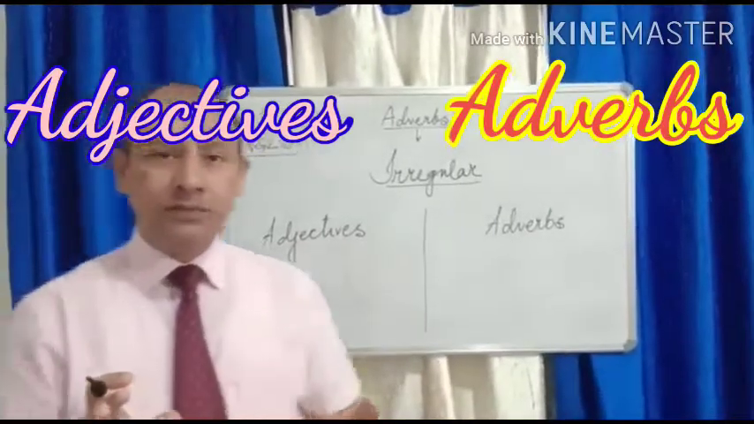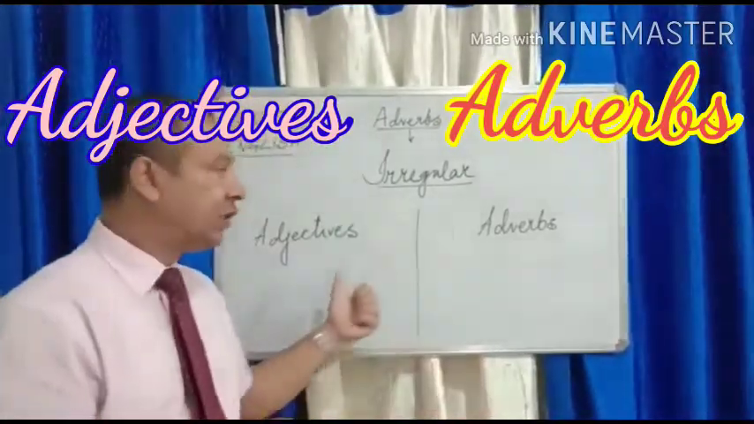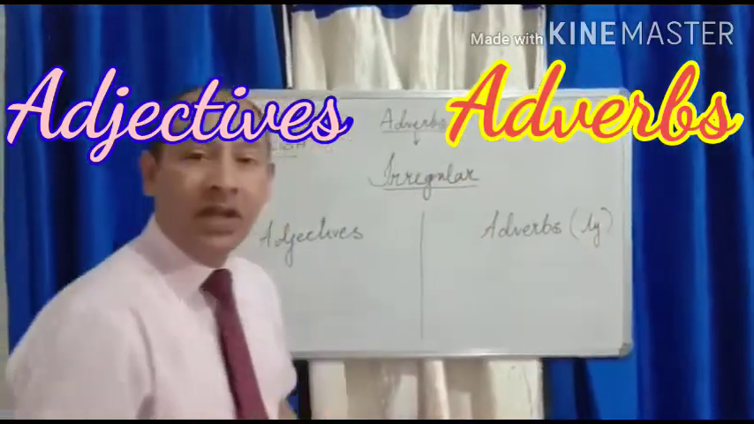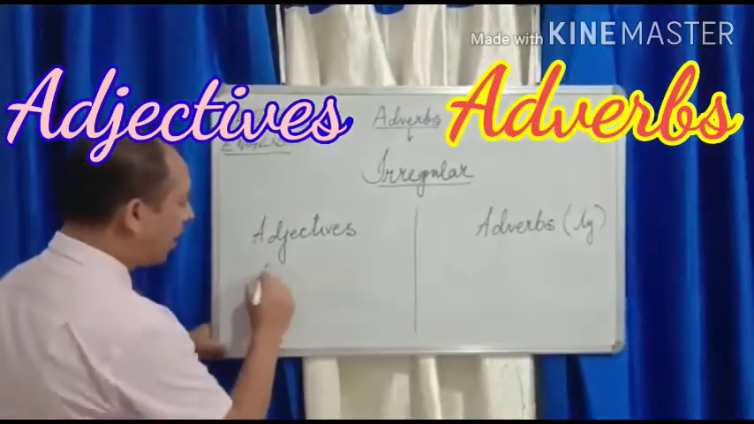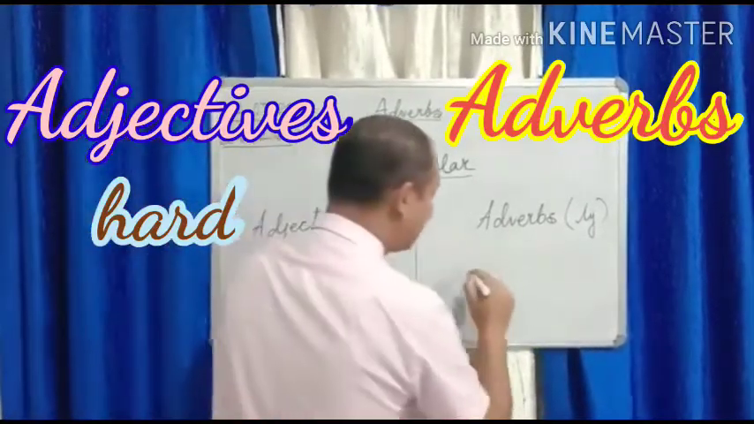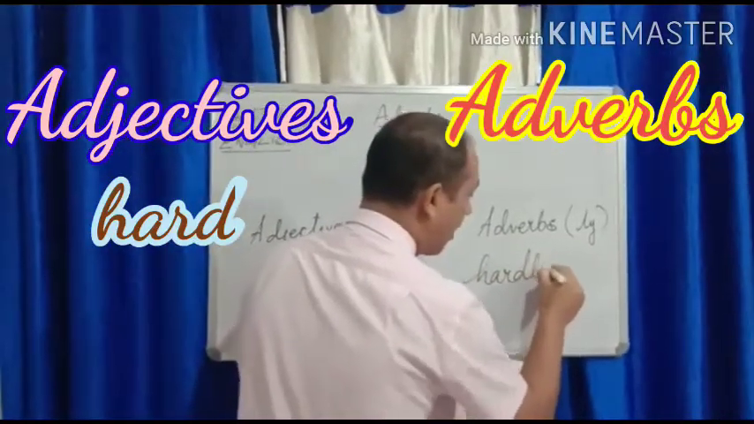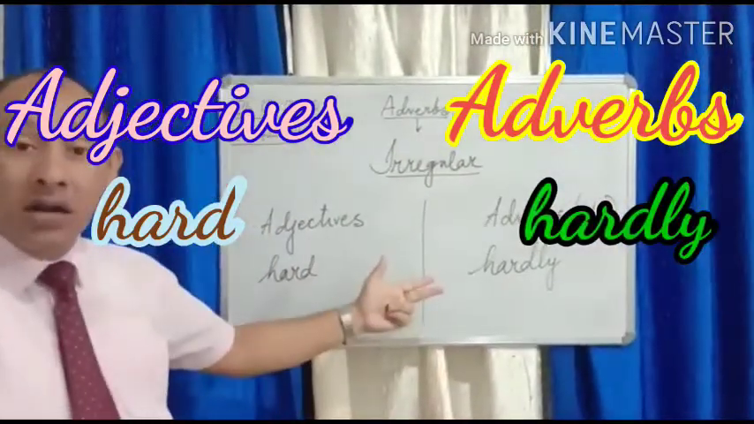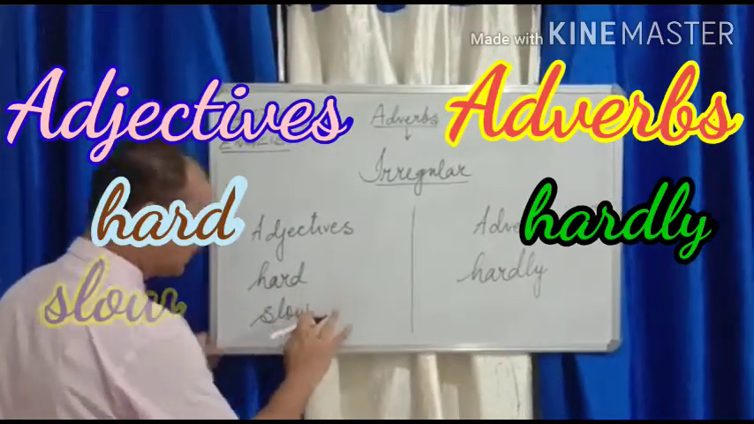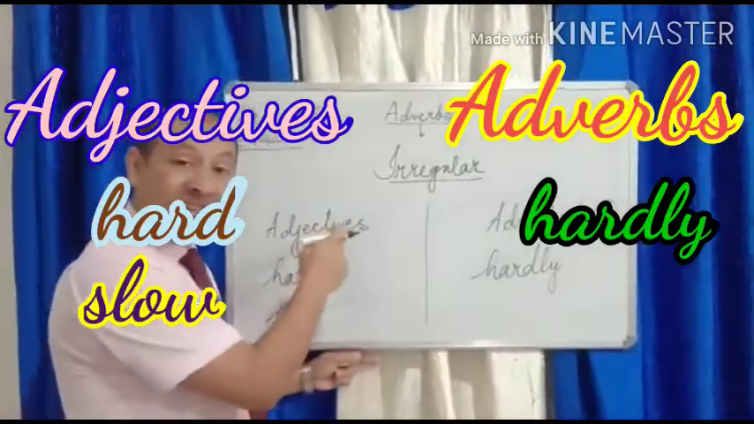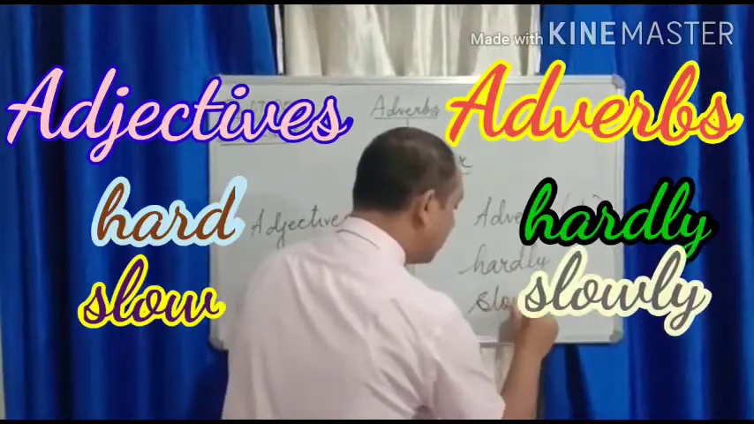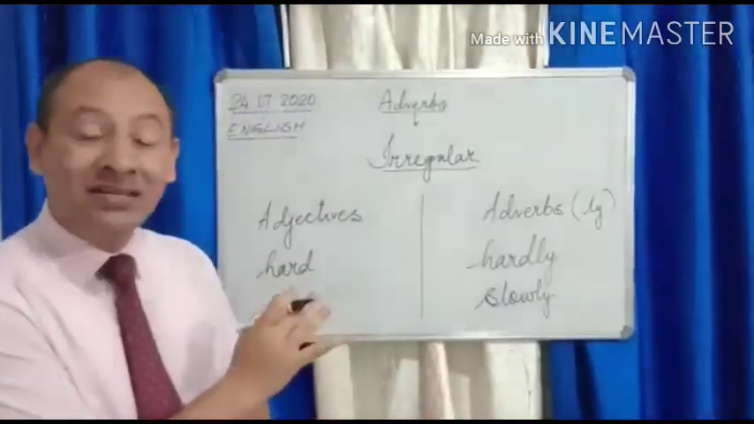In a normal rule, when you change an adjective to an adverb, we always add ly to the end. Let's say, for an example, the adjective hard. To make it an adverb, we just add ly. It becomes hardly. Next, let's say another adjective, slow. To make it an adverb, we add ly, and it becomes slowly. These are regular adverbs.